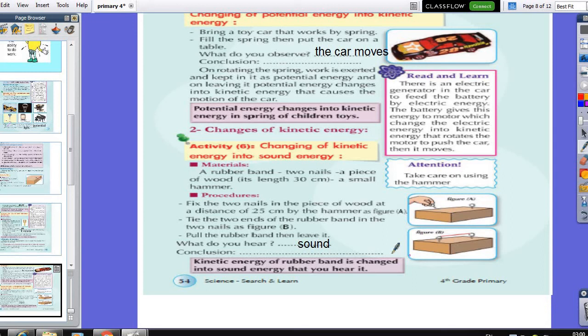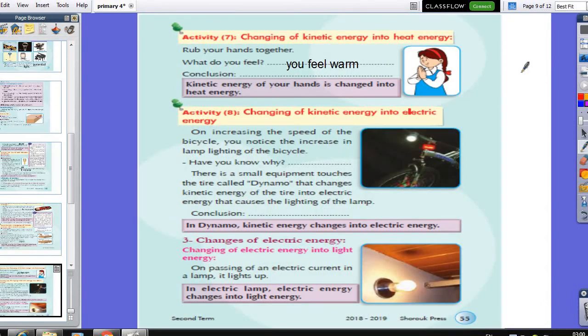wooden box, and you will tie a rubber band, and when you pull the rubber band you will hear a sound. So here kinetic energy changes into sound energy. When you rub your hands together you will feel warm, so kinetic energy is changed into heat energy.